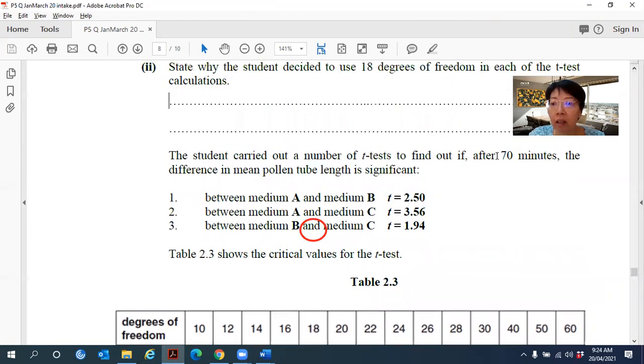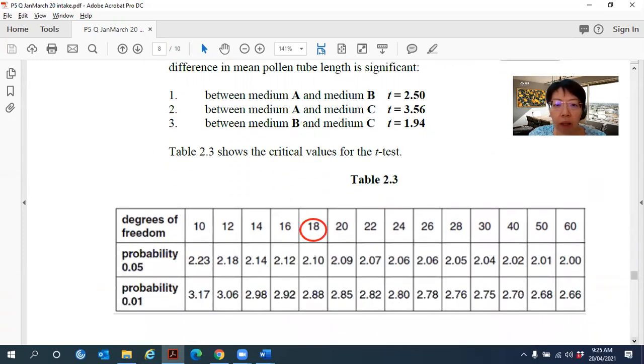Okay, so at 70 minutes, 10 samples are being measured. So degrees of freedom is 10 plus 10 minus 2, which is 18. In this table, it's interesting that it shows you the critical t value, because they give the probability at 0.05. Probability at 0.05 means probability at 5%. This is telling you that this value is the critical t value at a probability of 0.05.